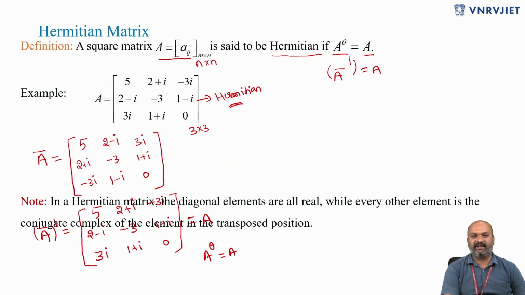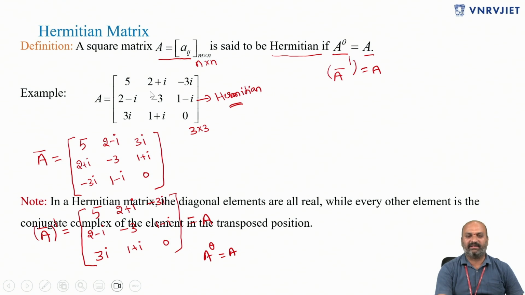5, minus 3 and 0. These are all real numbers only. They don't have any complex imaginary part. So from this what we can say is all the principal diagonal elements of a Hermitian matrix are real, and all other elements are complex numbers.